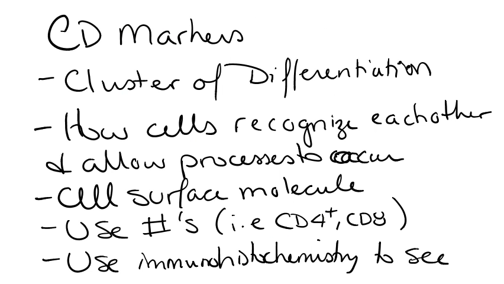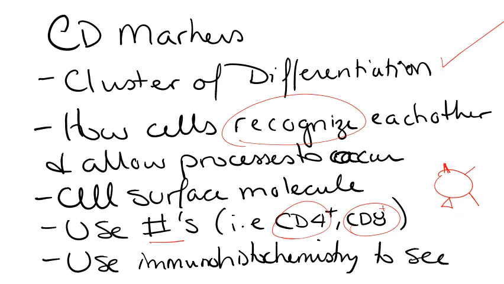So what are CD markers? Well, technically they're called cluster of differentiation. The cluster of differentiation is essentially how cells recognize each other and allow processes to occur. And so it's a cell surface molecule. So if we have a cell right here, the CD4 molecule or the CD8 molecule or the CD46 molecule, or the CD whatever number you want to say, is going to be on there. And that's how cells are able to recognize one another and do talking. So we use numbers to designate. And like I said before, we have CD4 positive, CD8 positive, and we have plenty of others which we'll go into in length in immuno next semester.